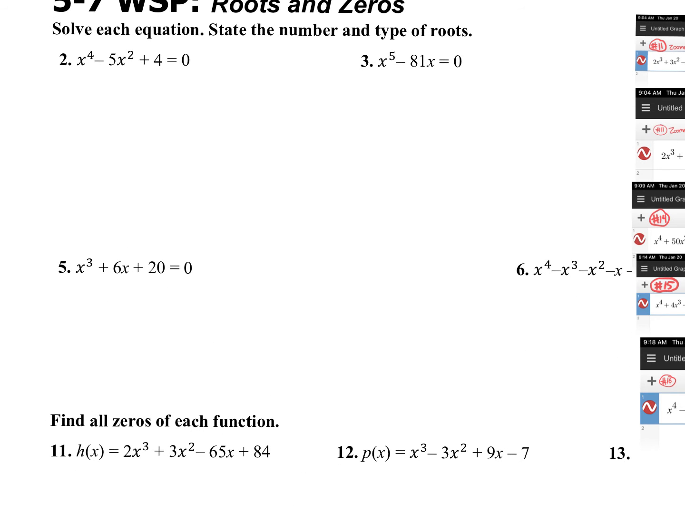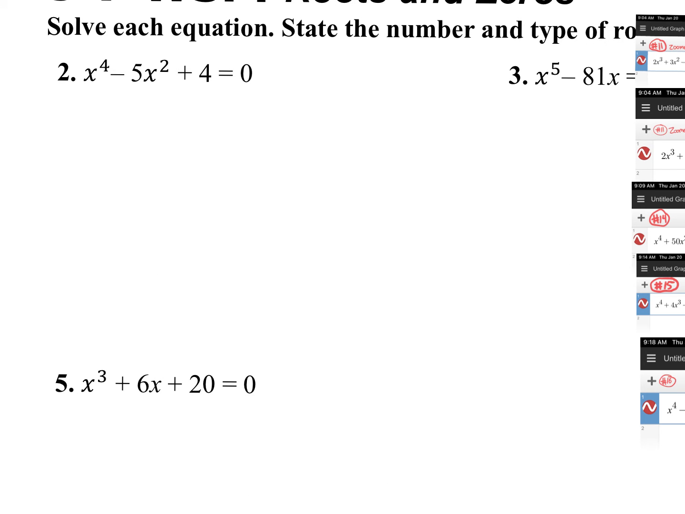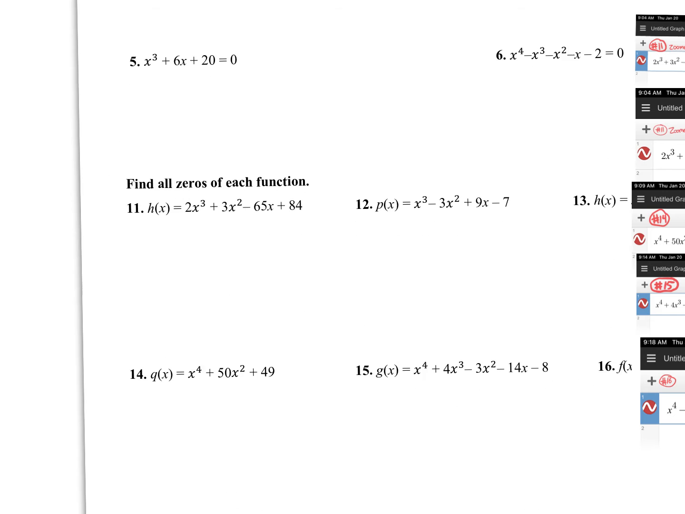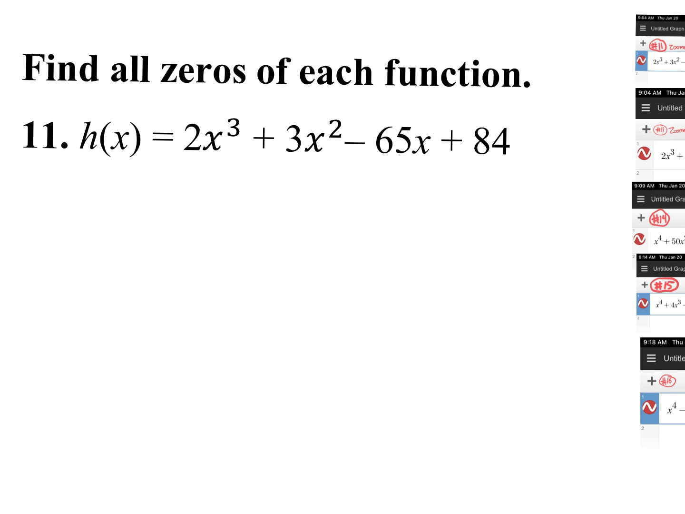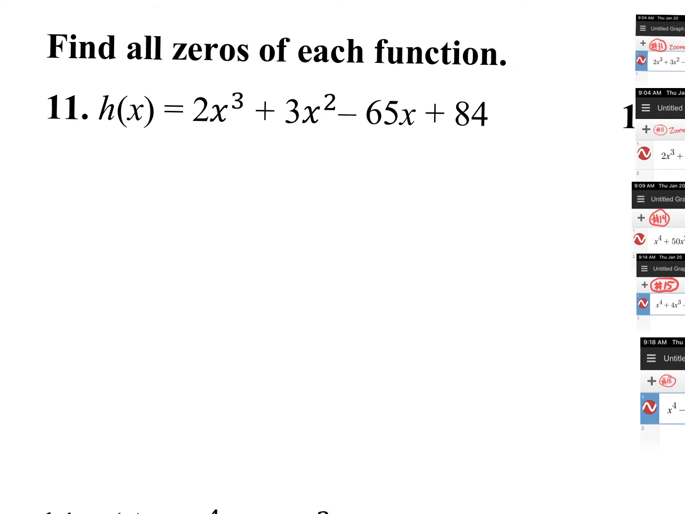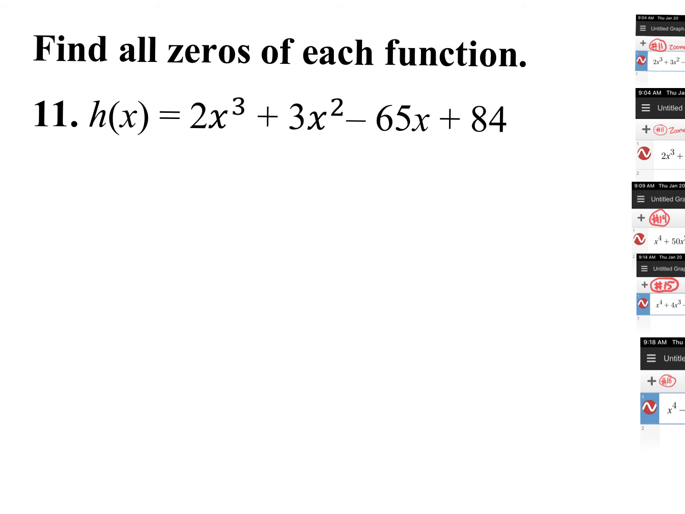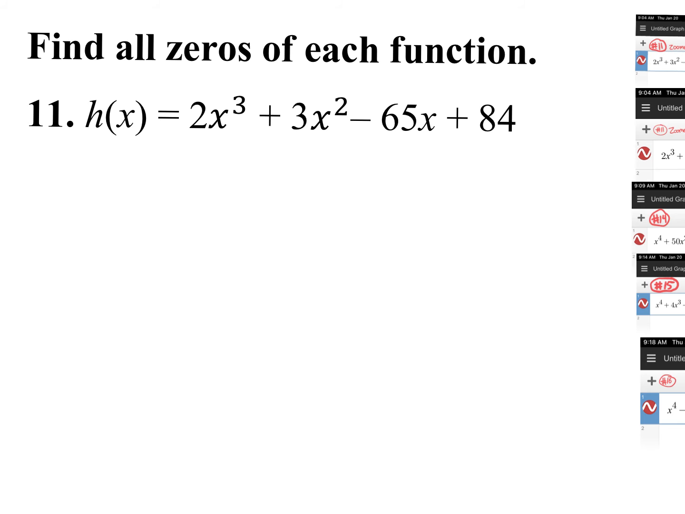Like, do you have 3 real answers, 2 imaginary answers? But of course, if you're solving it, you're actually going to have your answers. Or they could ask you like this, find all the zeros. It's the same thing. Finding the zeros, finding the answers, same thing, right? So let's actually, since we're here on number 11, let's actually solve number 11. Okay, how are we going to solve it?